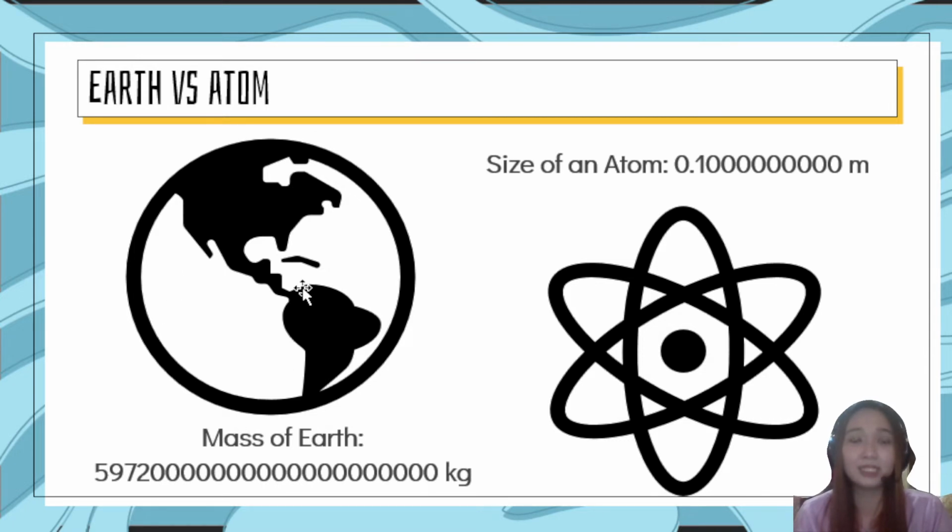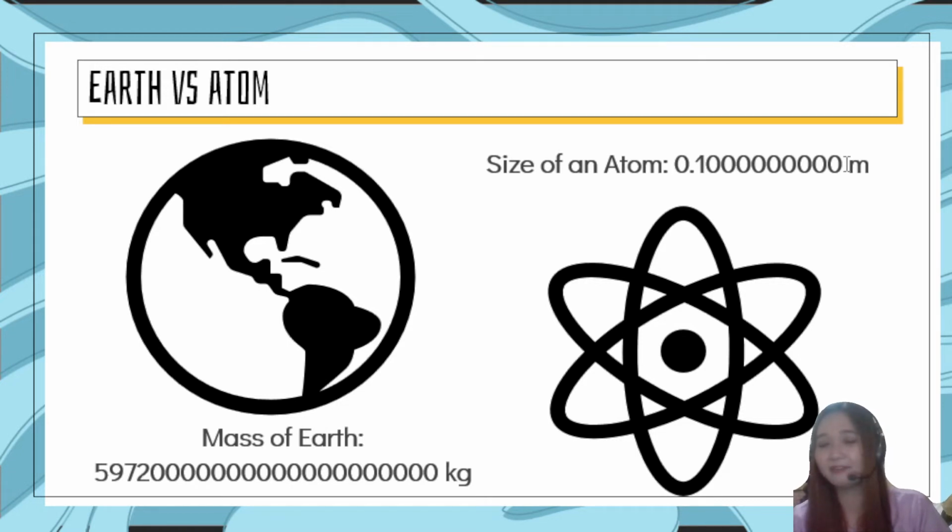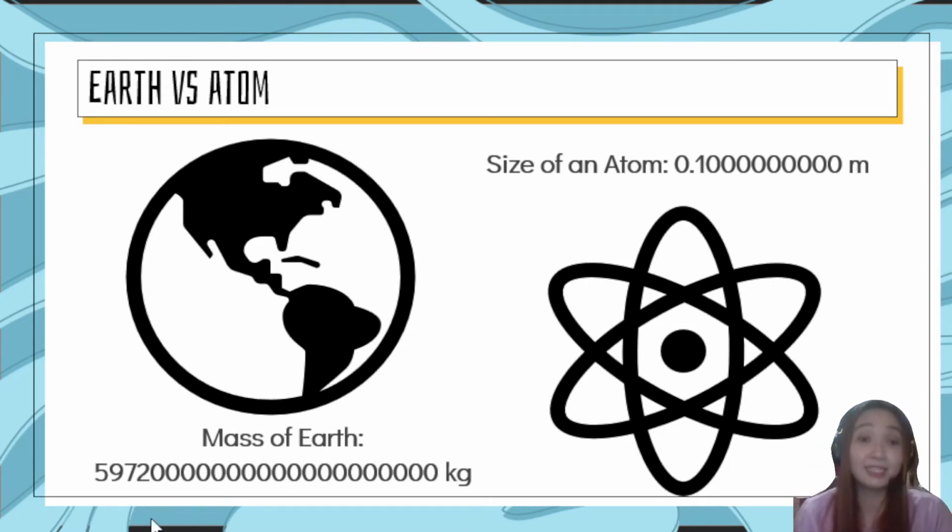Okay? So, the mass of the Earth is equals to this value. Okay? So, 5, 9, 72, and then 0. And then, the size of an atom is equals to this value, 0.1. Okay? So, kung i-imagine ninyo, diba? Hindi nyo naman sasabihin talaga na, ma'am, 5 trillion, ma'am, hindi ko na po alam. Kasi ang daming zero, diba? As well as this one. Ma'am, ang dami pong zero, hindi ko na po alam kung ano po yung value niya.